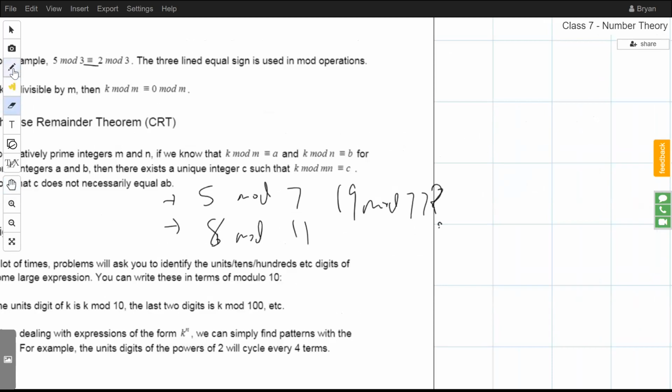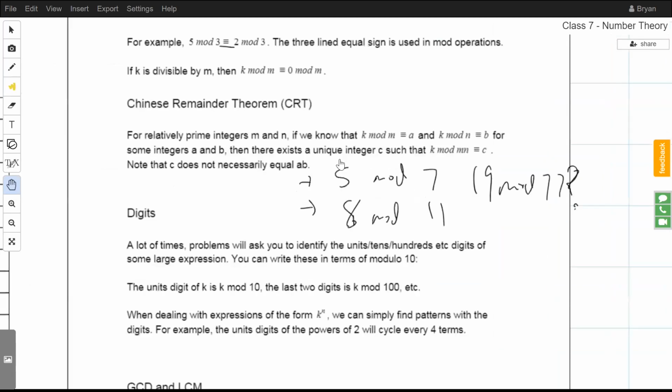So basically what we did is we used the Chinese remainder theorem. It's not a way to find this number c, you won't be able to find it using this theorem. You'll only be able to know that there's only one solution. And yes, the only way to find it is to just guess and check your way until you find the answer. And you can guess and check by adding 8 to all the multiples of 11 until you find a number that is the same modulo 7. So yeah.